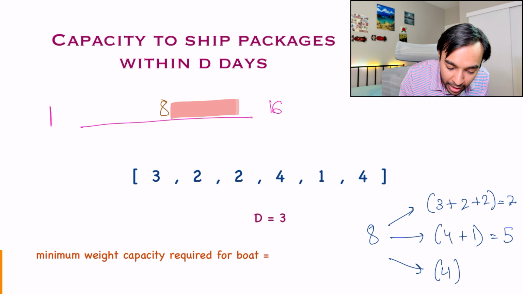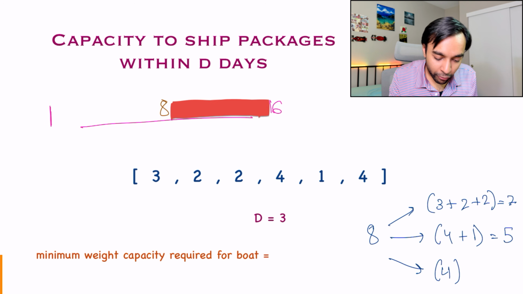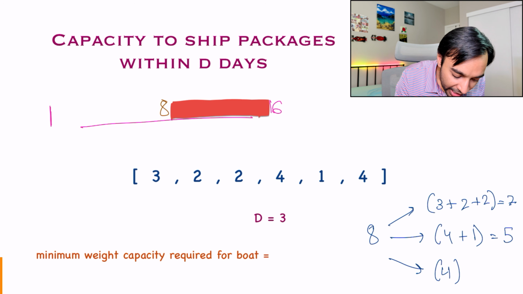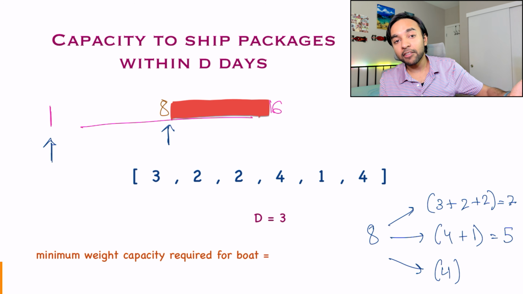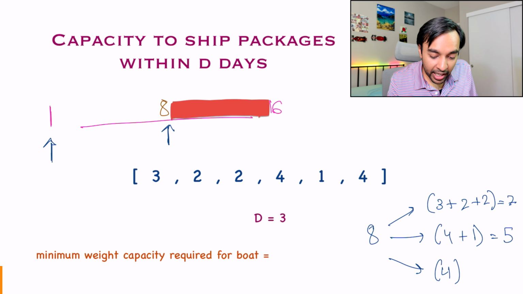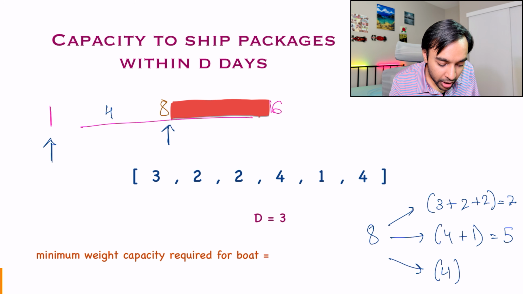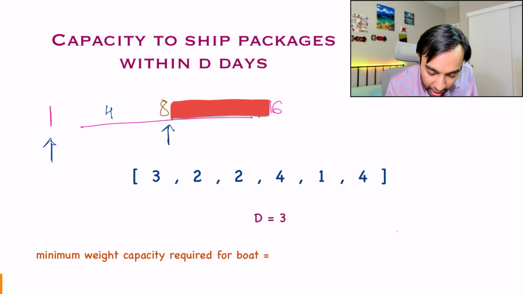I know that the minimum weight will never be in this range. So once again, what did I get? I am getting a left pointer as 1 and a right pointer as 8. So once again, what will you do? You will try to find a number in between. Let us say you found the number 4. So you will try to determine if you can ship all of the packages with a weight of 4.